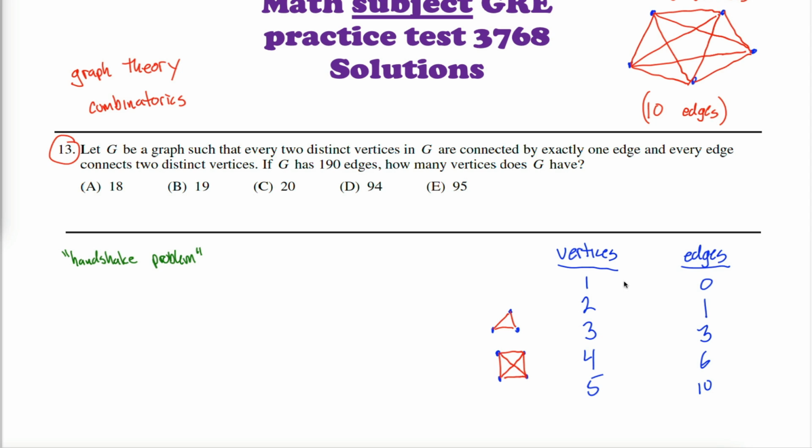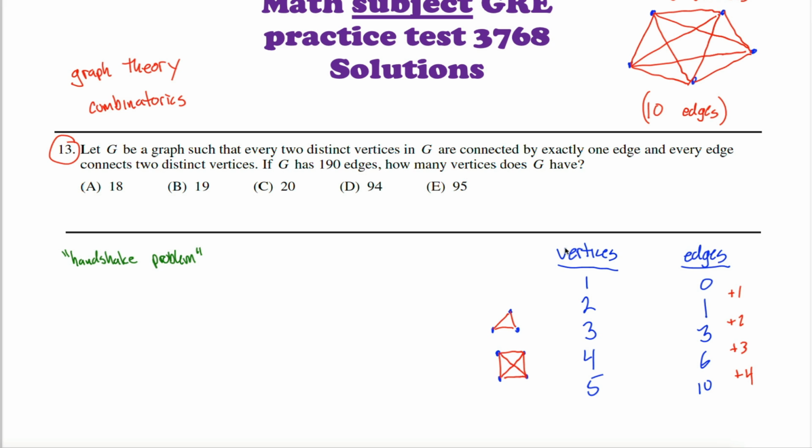Stare at these numbers for a little while, and you might recognize that when we go from 1 vertex to 2 vertices, the number of edges we have increases by 1. When we go from 2 vertices to 3 vertices, the number of edges increases by 2. From 3 to 4, the number of edges increases by 3. From 4 to 5, the number of edges increases by 4. It sure does look like we got the start of a pattern here.